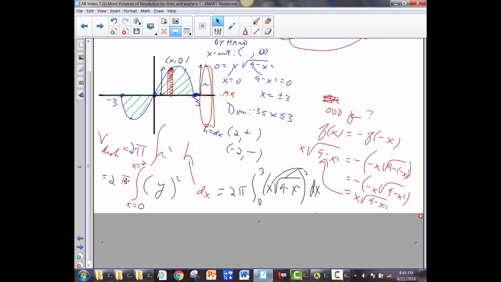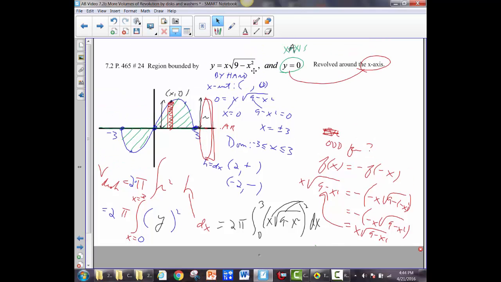Okay, so I have 2 times pi. My h is dx because it's horizontal, so that's from x equals 0 to x equals 3 of y squared. If you didn't want to put the 2, you'd have pi, and then you'd have x equals -3 to 3. Okay, but I can't leave this in terms of y because everything has to be in terms of x, because of the tail that wags the dog.